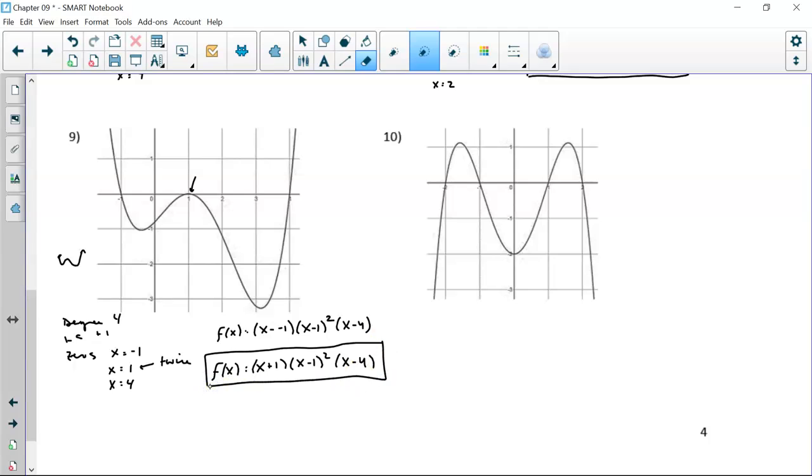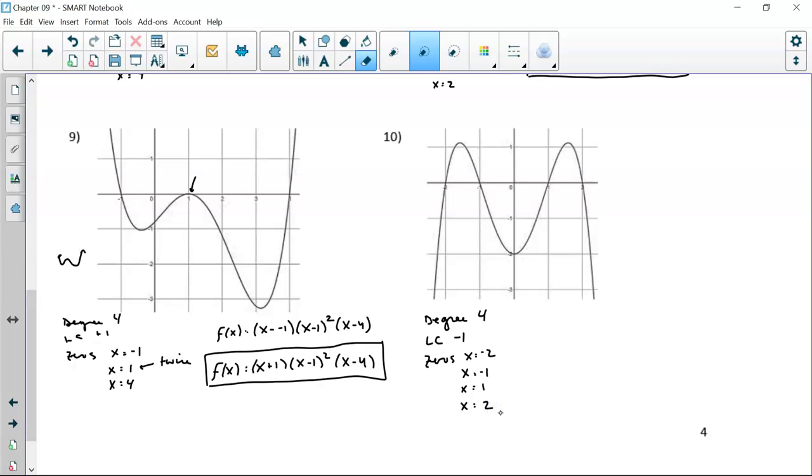in that factored form. And then for the last one, number 10 here, looking at it turning 1, 2, 3 times, the degree, we would add 1 to that. So the degree would be 3 plus 1, which is 4. And the leading coefficient, because it's falling left and falling right, is a negative 1. Our zeros are at negative 3. Oh, that's a 2, excuse me. Negative 2. X equals negative 1, x equals positive 1, and x equals a positive 2.